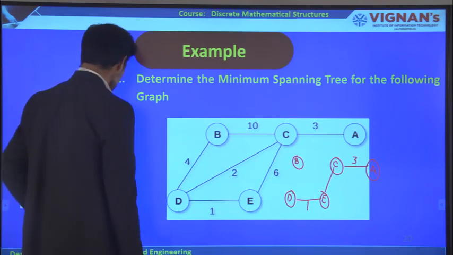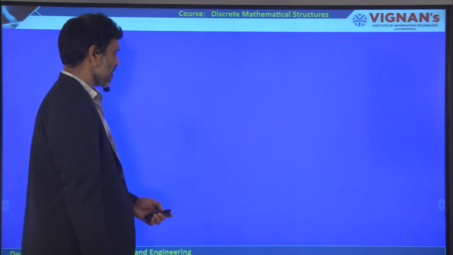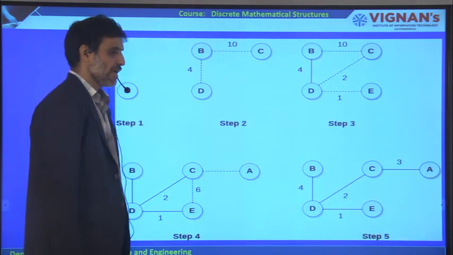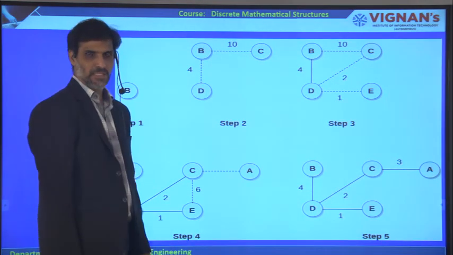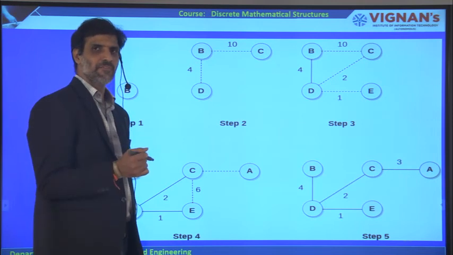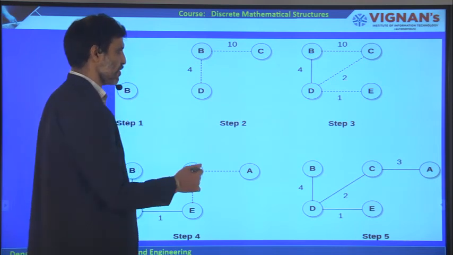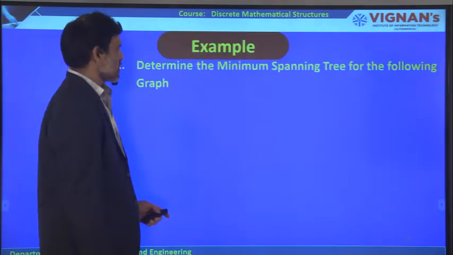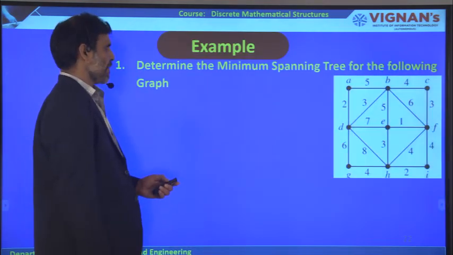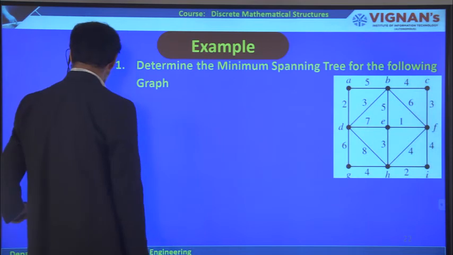But if you start with B, what will happen? If you start with B, you will get a spanning tree like this. Therefore, for the given graph, there exist many spanning trees. It depends upon where you are going to start the vertex. So, determine the minimum spanning tree of this particular graph. Let us quickly go through this.